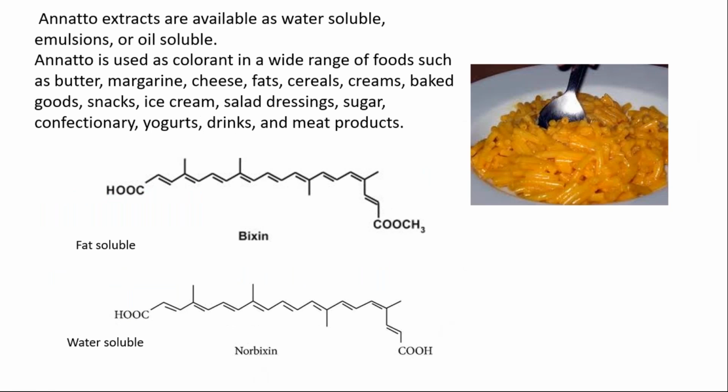Annatto extracts are available as water soluble, that is norbixin, and as fat soluble, that is bixin. Here you can see the bright yellow color, and it is added in butter. To make even buffalo butter look like cow butter, people add the yellow color. It is a colorant used in butter, margarine, cheese, fat, cereals, baked goods, yogurts, drinks, etc.